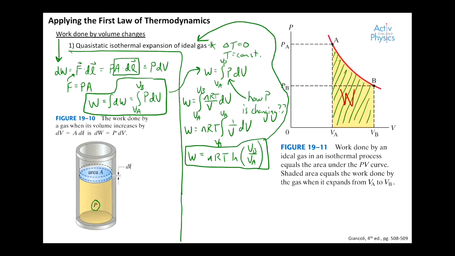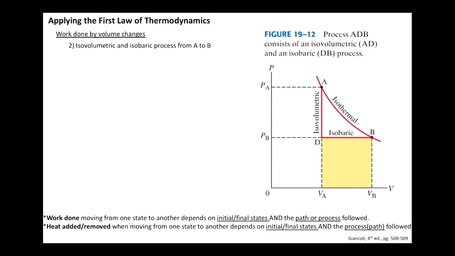So what if we keep these same two states, A and B, but we're going to get there a different way? I could get from state A to state B and not keep the temperature constant. So what if we did something like this? Instead of following this isotherm, what if we started by keeping the volume the same, but allowing the pressure to drop? And then we kept the pressure the same while we increase the volume. We're still going to end up at the same pressure and volume. It's just sort of a roundabout way of getting there.